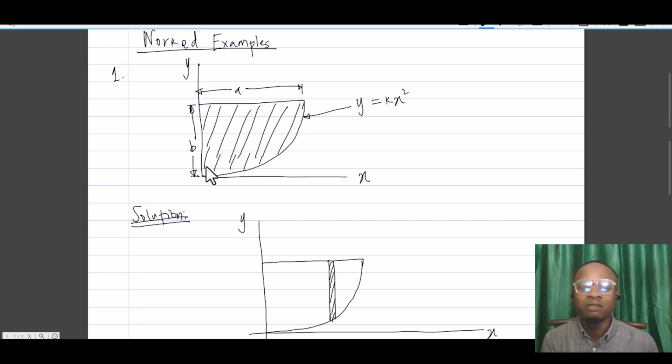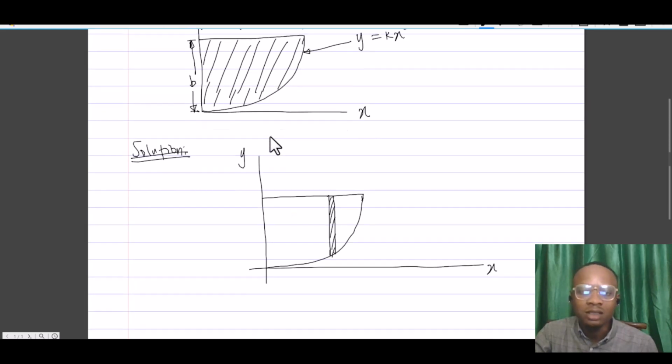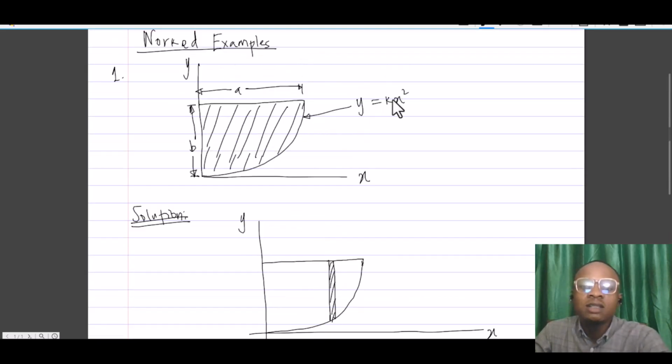Just like when we did it for a rectangle, the result was bh cubed over 3, or hb cubed over 3. The h and b that appeared in that result were parameters of the rectangle, length and breadth as the case may be. So for this area, these are the parameters of this area, b and a. So our result must be in terms of b and a. So this k, we have to evaluate it also in terms of b and a first before we begin to do anything here. So how do we evaluate this k which is in this equation?